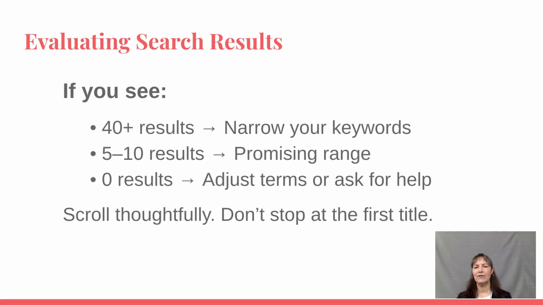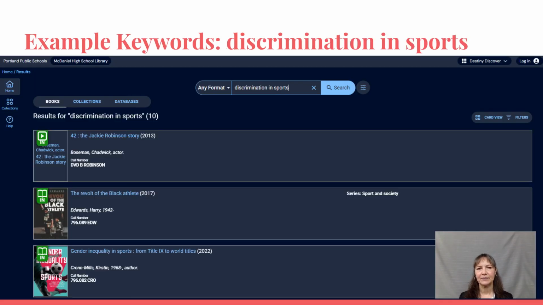If you see 40 plus results, you're going to need to narrow your keywords. So it's always a good idea to track those keywords. I think we've talked about that before. 5 to 10 results is a promising range. And 0 results, you're going to need to either adjust your terms or ask for help from your classroom teacher or from myself. Scroll thoughtfully. Don't just stop at the first title that you see.